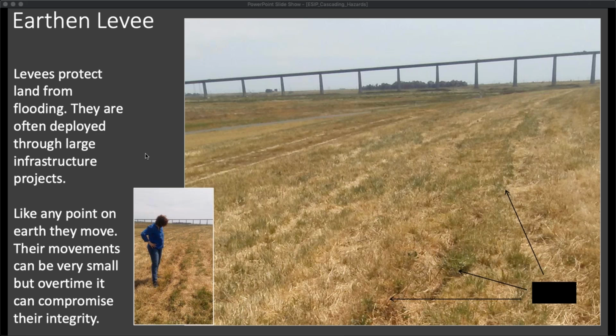Okay, so let's start with the levees. This is one of the examples that I have been involved with since my earlier days as a PhD student, looking at SAR interferometry.